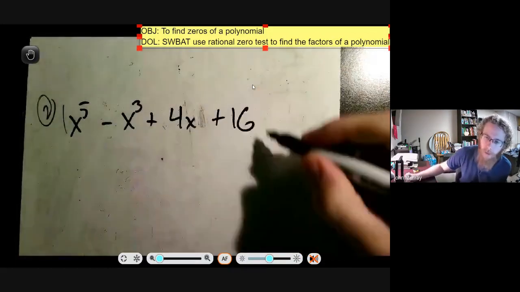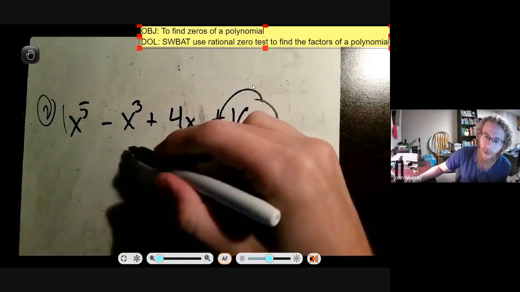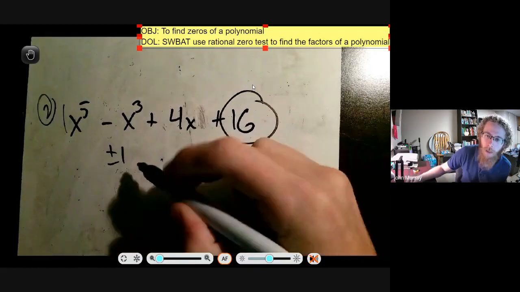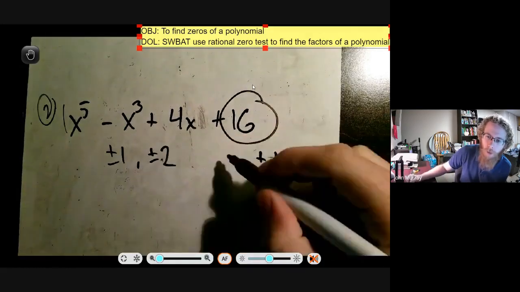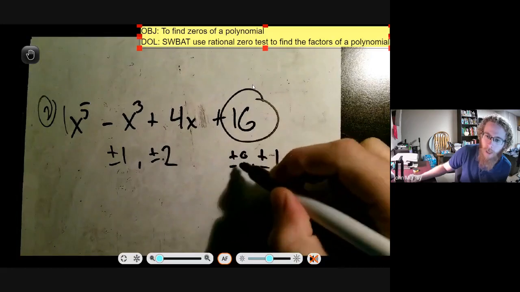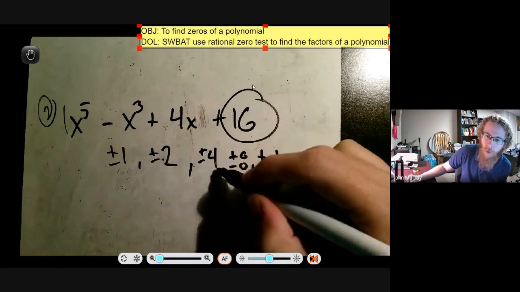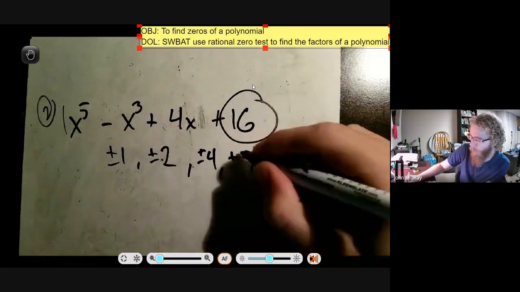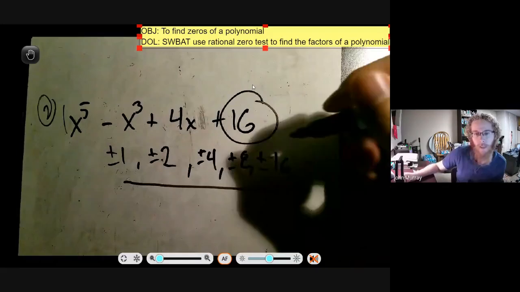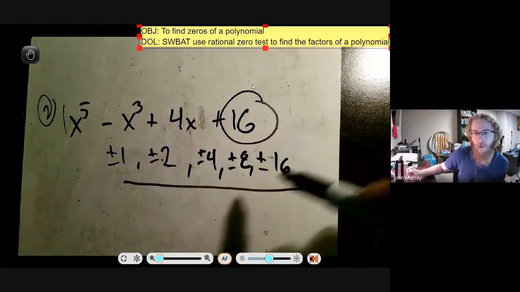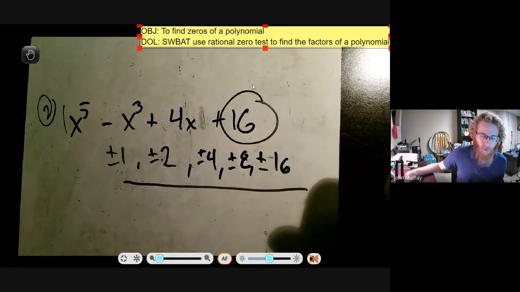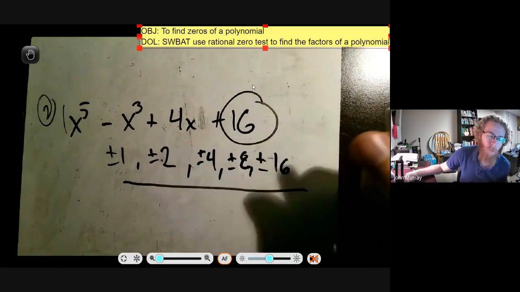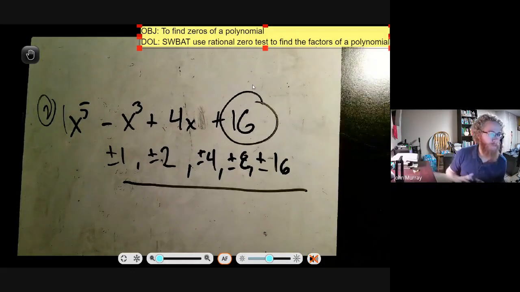For number 2, we had to look at 16. So 16, we got 1 and 16. We have 2 and 8. And then we have 4 and 4. And we don't have to rewrite that, so you could just write plus or minus 4. So for the second one, you had 10 factors: positive 1, -1, positive 2, -2. Any questions?